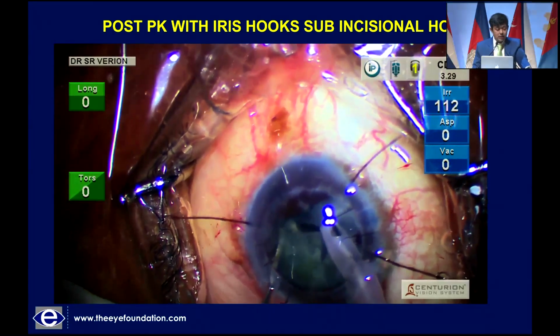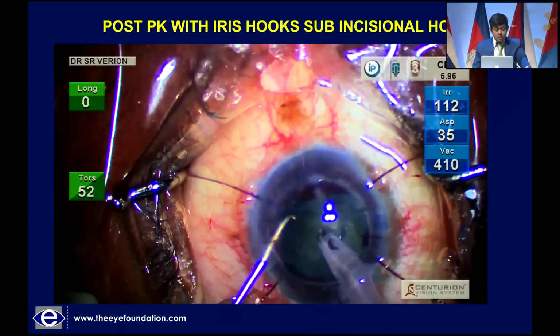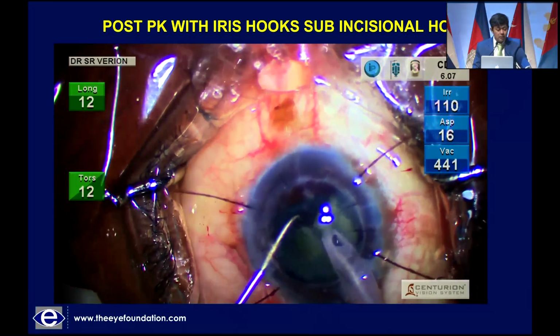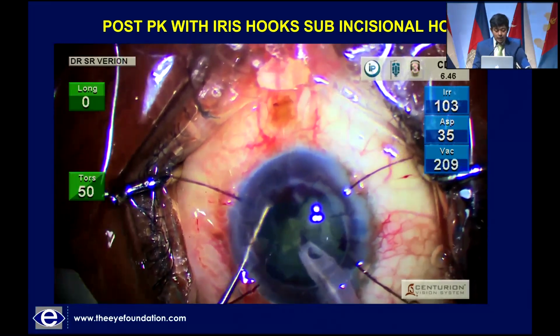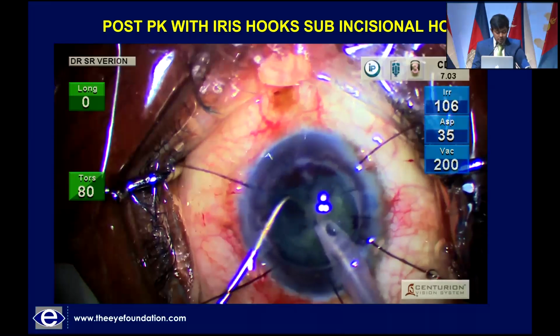Toric IOLs can also be used in these patients, especially if the patient has a repeatable topography and the astigmatism is fairly stable.